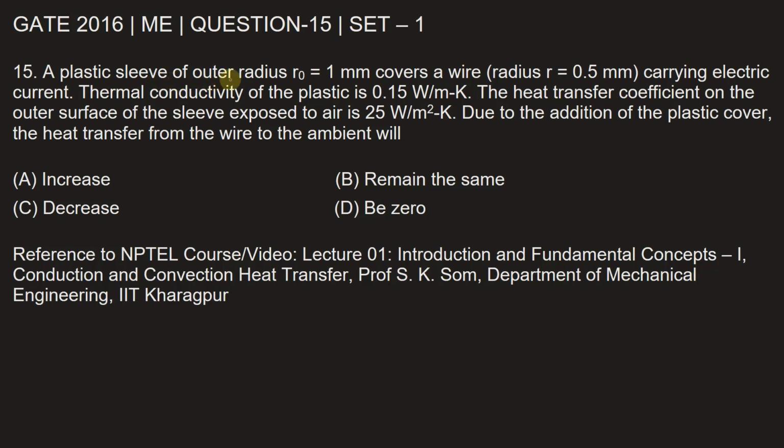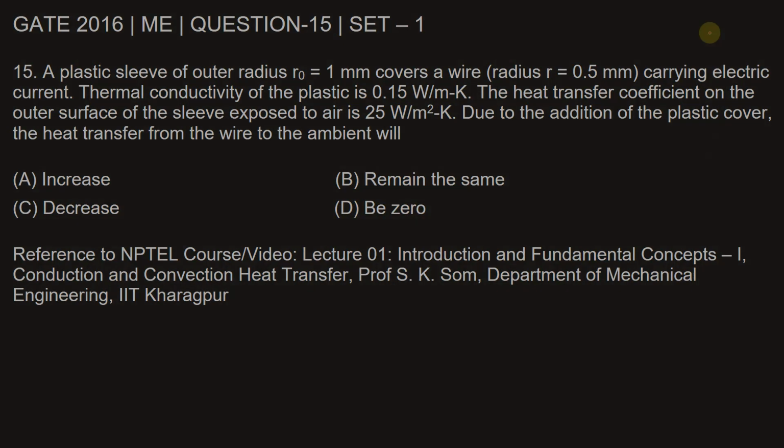A plastic sleeve of outer radius 1 mm covers a wire of radius 0.5 mm carrying electric current. Thermal conductivity of plastic is 0.15 watt per meter Kelvin. The heat transfer coefficient of the outer surface of the sleeve exposed to air is 25 watt per meter square Kelvin. Due to the addition of the plastic cover, the heat transfer from the wire to the ambient will: option A, increase; B, remain the same; C, decrease; or option D, be 0.